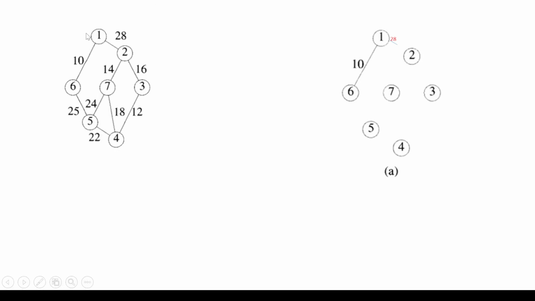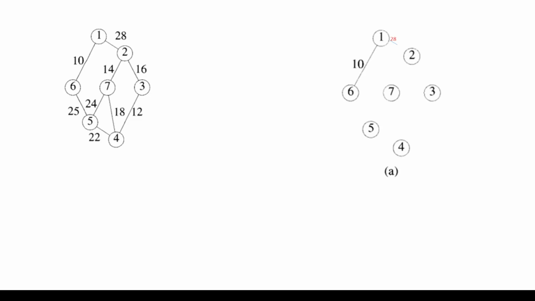Here is an example which has 7 vertices and it is a graph with weights assigned to each edge of the graph. Now we need to find a minimum cost spanning tree from the given graph. A minimum cost spanning tree should have the same number of vertices as the given graph. So here there are 7 vertices, hence your spanning tree also will have 7 vertices, but we are going to choose edges in such a way that the cost will be minimum and there will be no cycles in the graph.